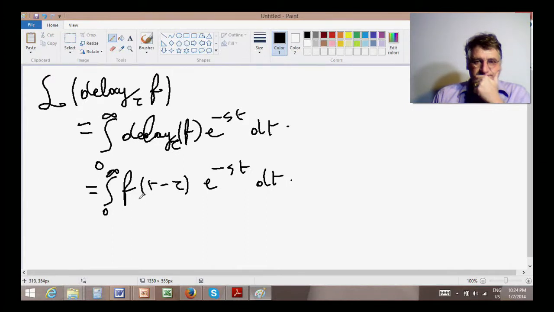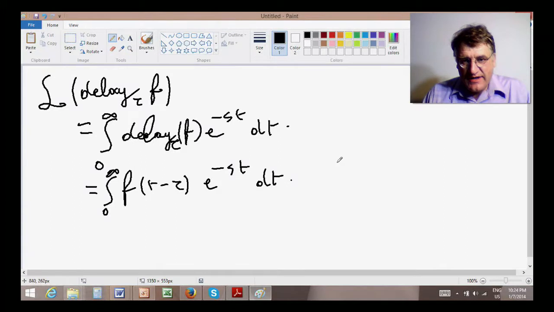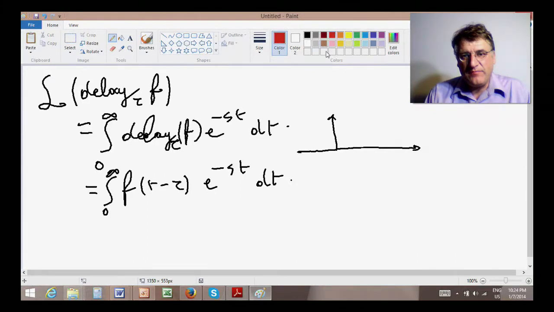Now, we can change the bounds here. Remember that, first of all, f we assume is 0 before time began. So it's something like this. Okay, so if this is it, then f of t minus tau is going to basically do that.